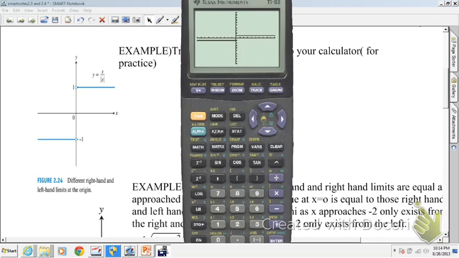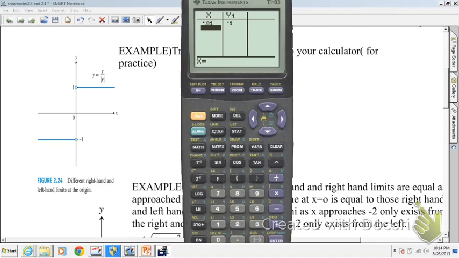Now you could do an exploration, so you could come in from the left. Now we've been practicing that. I'm going to go to table set, make sure that's on ask. I'm going to go to table, and let me clear that out. I'm going to delete whatever was in there before. So what I want to do is say, okay, look at the limit as x approaches 0 from the left. So pick a number to the left of 0. All right, negative 0.01.